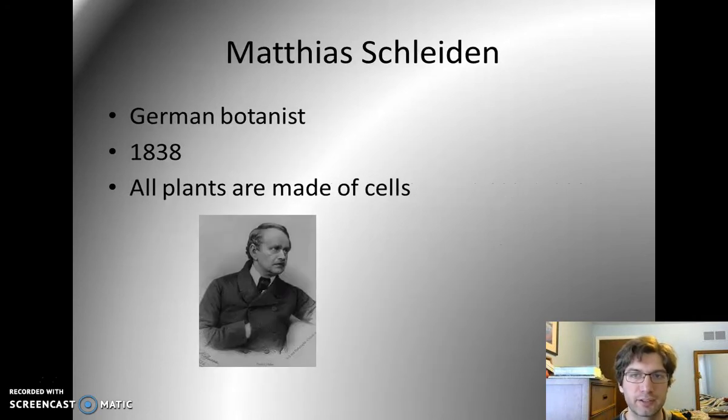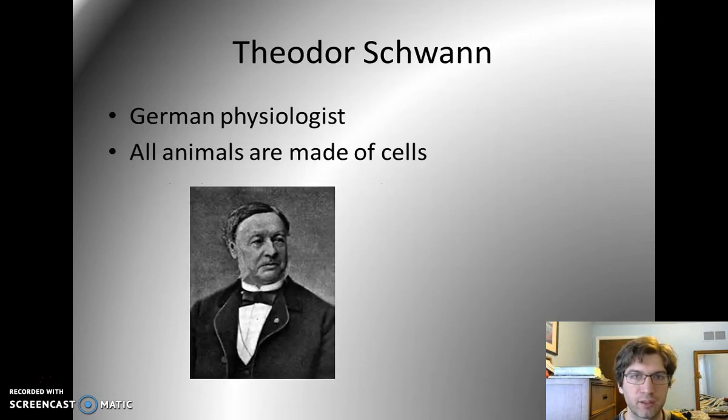Next is Matthias Schleiden. Schleiden is a German botanist. Botanists study plants, and he's going to come up with the idea that all plants are going to be made of cells. So Robert Hooke discovered cells. Anton Van Leeuwenhoek discovered bacteria cells. Matthias Schleiden is going to do plant cells. Theodor Schwann is going to be contributed to animal cells. So here's another German physiologist. I'm going to say that all animals are made of cells.